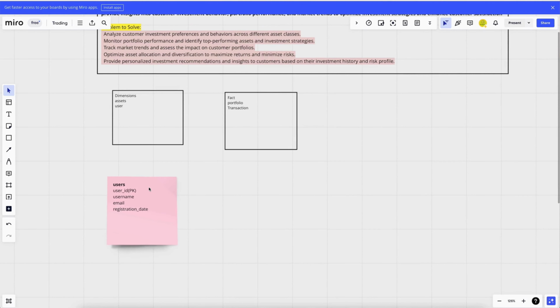So that one comes under the dimension table. And the second dimension table is the asset. So the asset table can consist of asset ID, asset name. The asset name can be, just as an example, Apple, and asset type.